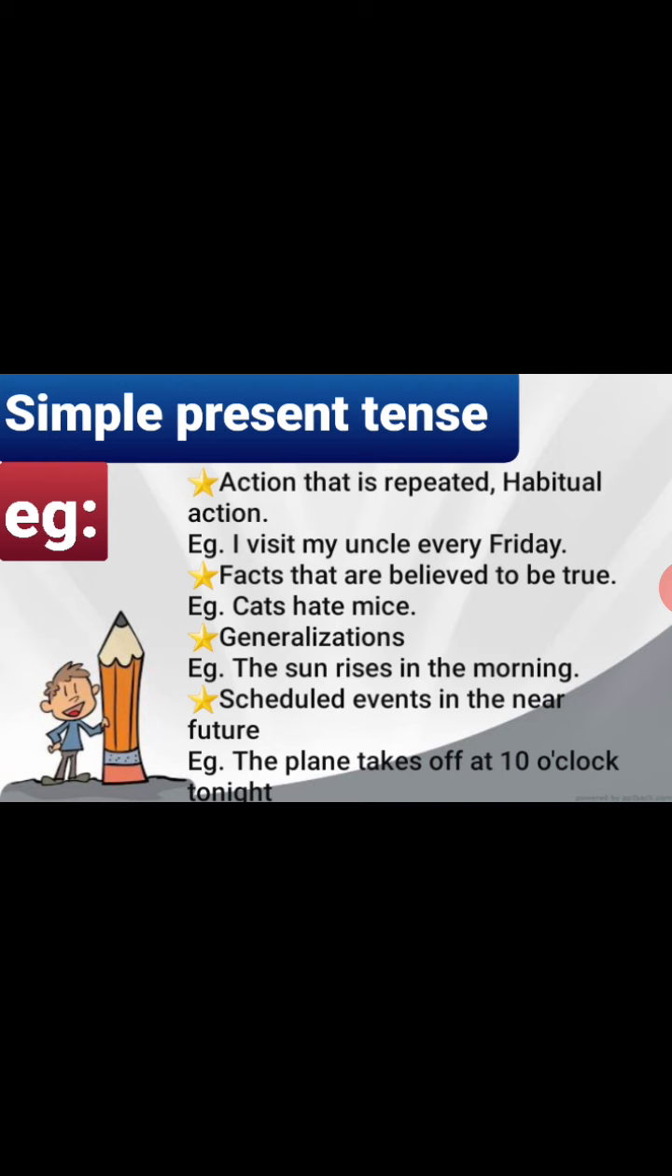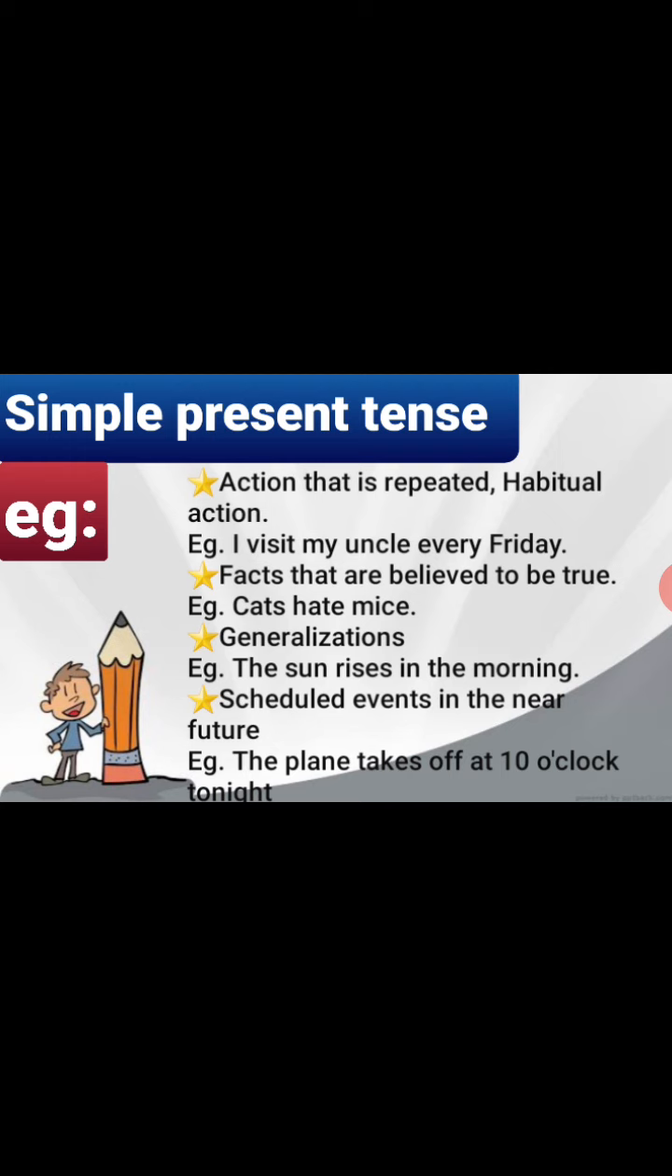Now, generalization. Students, that we call universal facts. Right? The sun rises in the morning, the sun sets in the evening. Understand, students? These are universal facts, and this comes under the simple present tense. And rises. Look at this word, students. As we talk about a singular subject, that is sun, so the verb of first form comes with the s.